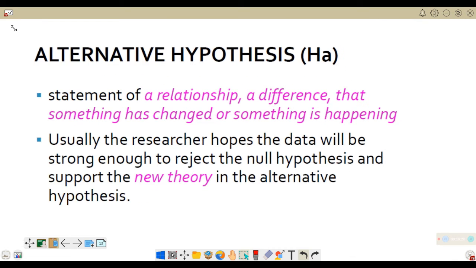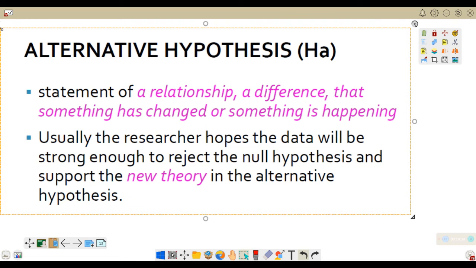Now, when it comes to alternative hypothesis, H sub A, statement naman to. Kabaligtaran naman siya ng H sub O. Kung laging no si H sub O, si H sub A naman ay laging yes. Yes, may relationship. Yes, may difference. Yes, something has changed. Yes, something is happening. Okay? Usually, the researcher hopes the data will be strong enough to reject the null hypothesis and support the new theory in the alternative hypothesis.